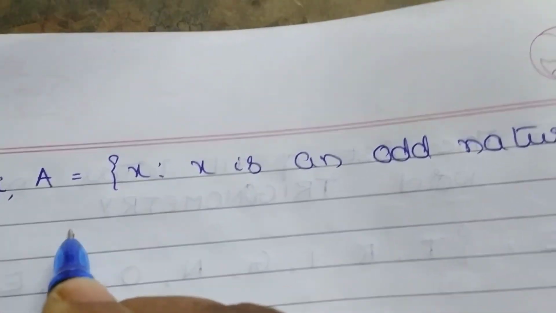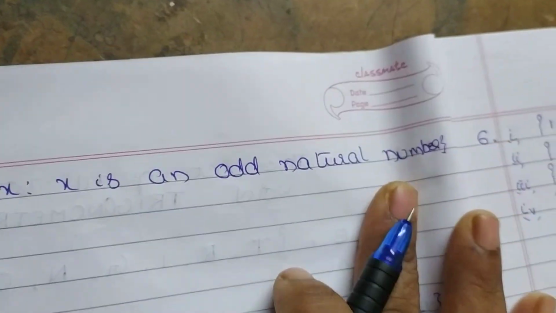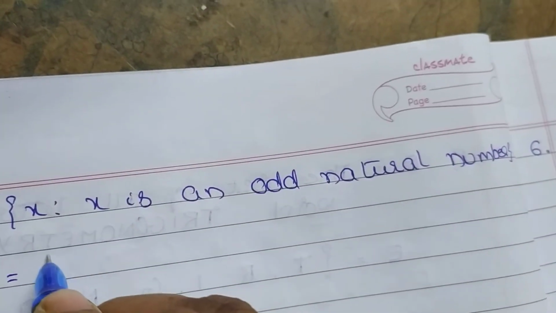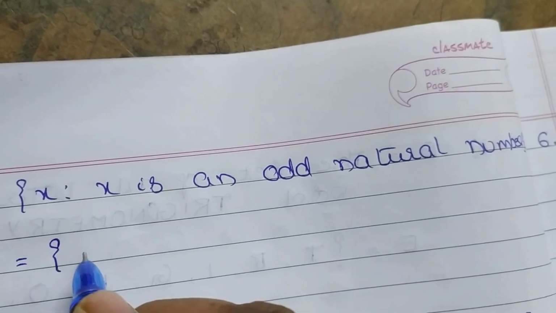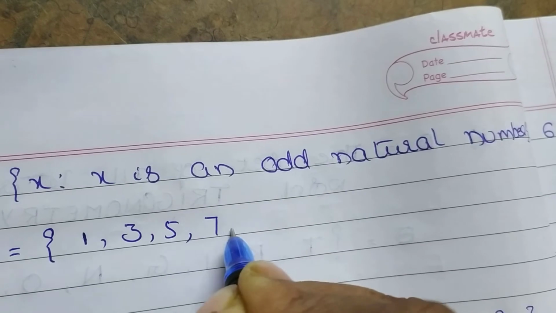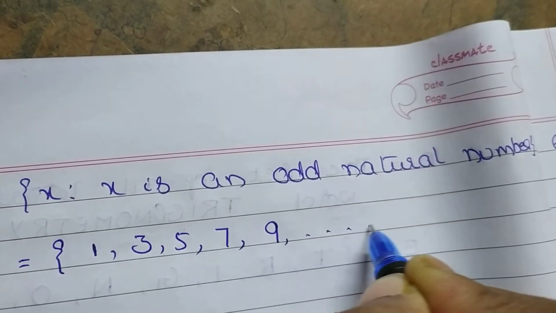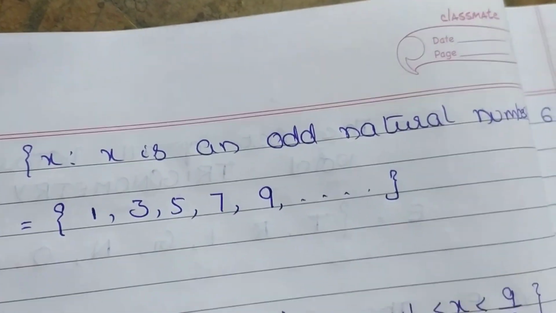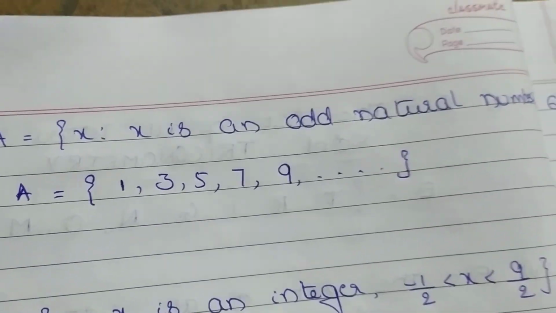What they gave, first question: x is an odd natural number. Odd natural numbers means 1, 3, 5, 7, 9, and so on will come. They have not given any limitations, so we will write like this.